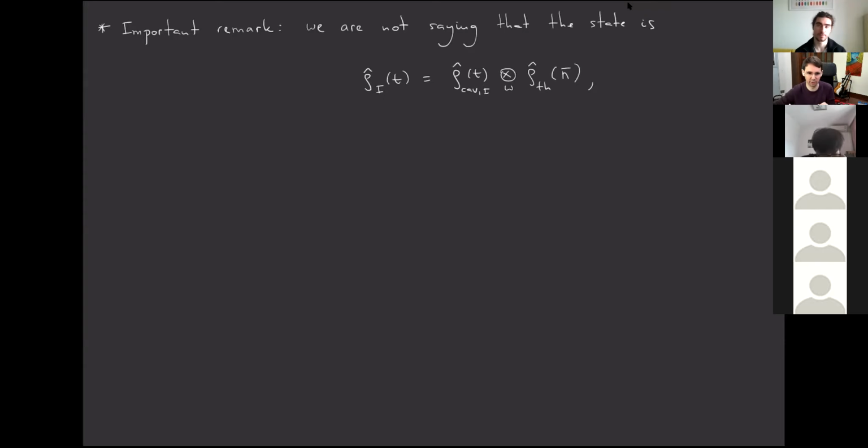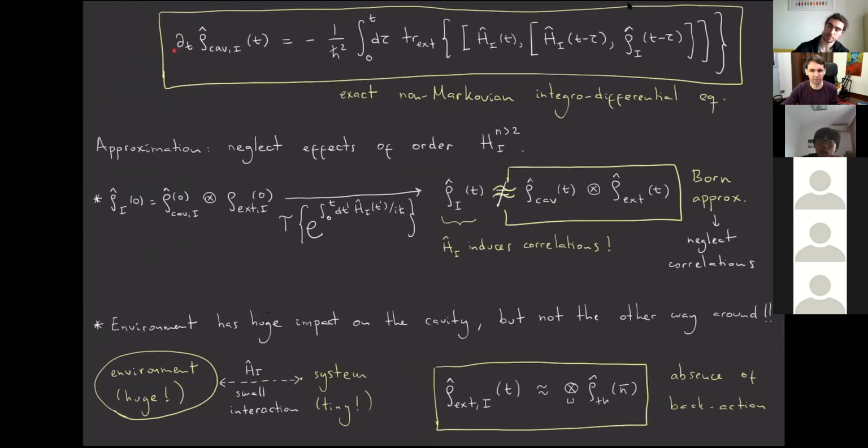Okay, this is very important. If someone asks you, what is the state of the system? You cannot claim that this is the state of the system. What we are saying is that deviations from this state enter the dynamics of the cavity to an order that is higher than second order. That's what we are saying.